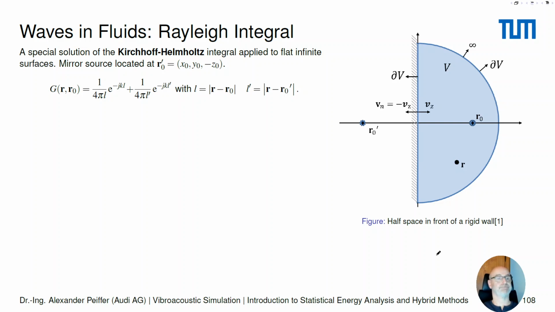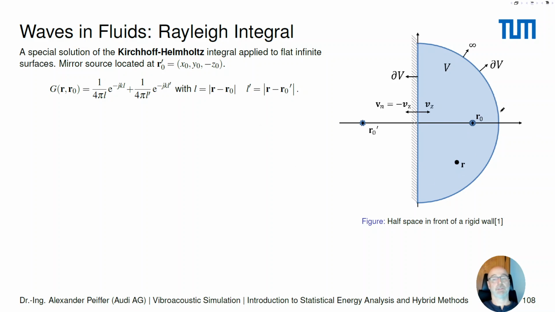Good. So now let's come to an example. There's a very practical and very often used Rayleigh example. We will use this extensively here. This is a special solution of the Kirchhoff-Helmholtz integral, which is applied to just a flat infinite surface, with an arrangement as given here. So the volume is a kind of half sphere, which has an infinite radius, so it's very, very far away. So our surface integration takes place in the infinite area and then here along the surface.